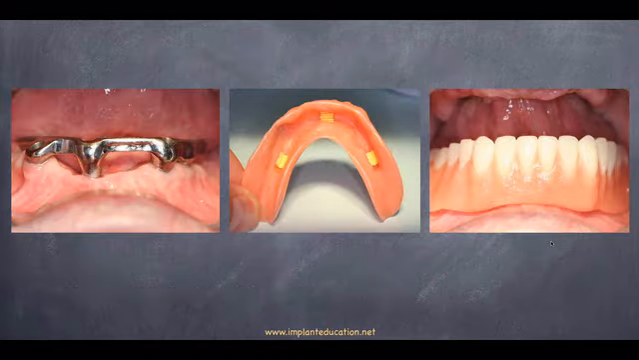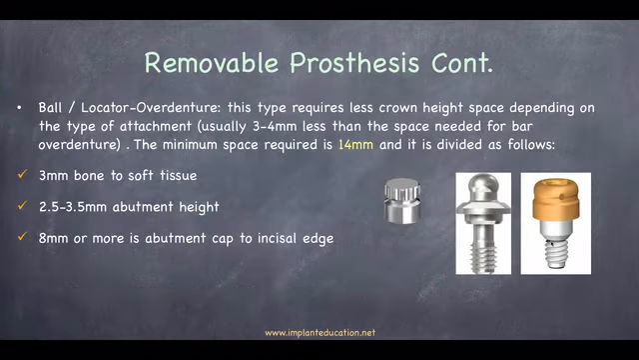The last one I would like to talk about is the removable prosthesis that would not be a bar, but a locator or ball attachment. For that, 3 millimeters of bone to soft tissue, and then only 2.5 to 3.5 millimeters abutment height instead of 5 millimeters for the cast bar. We do not have here the 1 millimeter for hygiene required under the bar, and then 8 millimeters or more is again the thickness for the acrylic.